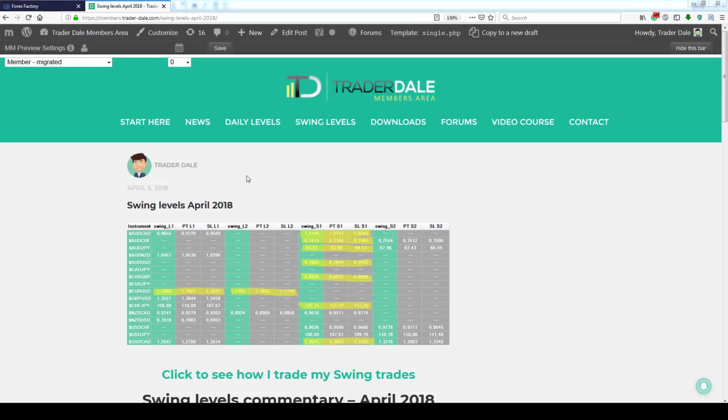Alright, so this is the swing levels for April. There are two new levels on the euro. This one, 1.1869, it's a long. And the second long is at 1.1793. Those values are stop loss and profit target values for the first trade. Those values are stop loss and profit target values for the second long. Alright, so let's now have a look at the chart, how the trades went.